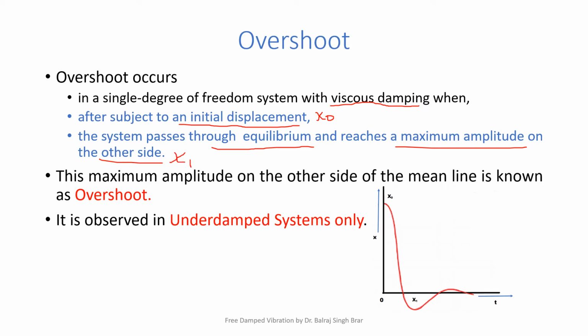As shown in the plot for an underdamped vibration system, the system was given an initial displacement x naught at time t equal to 0. Its plot goes like this. The system passes through the mean line, goes to the other side and reaches a maximum amplitude of x1, which is known as overshoot. It is observed in underdamped systems only.